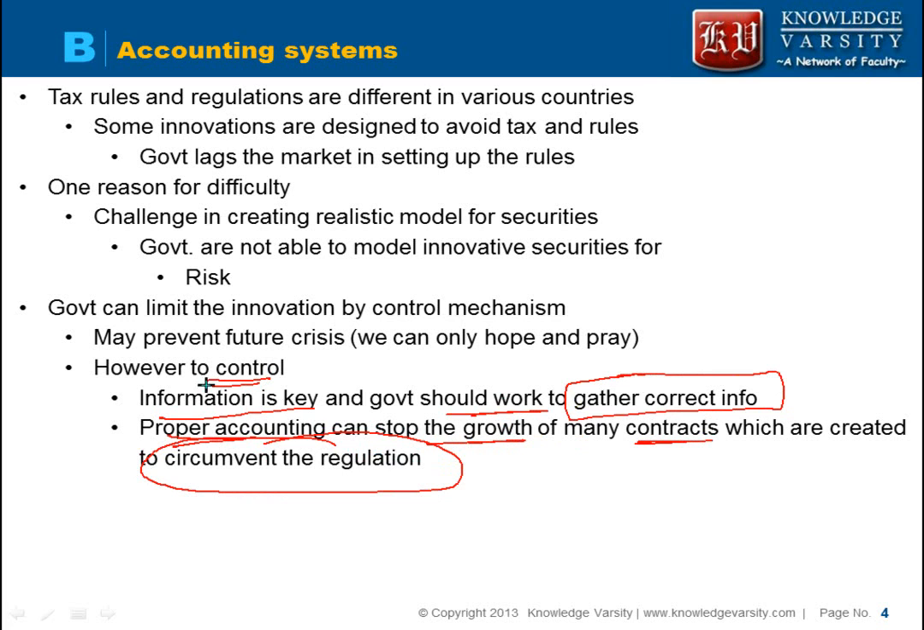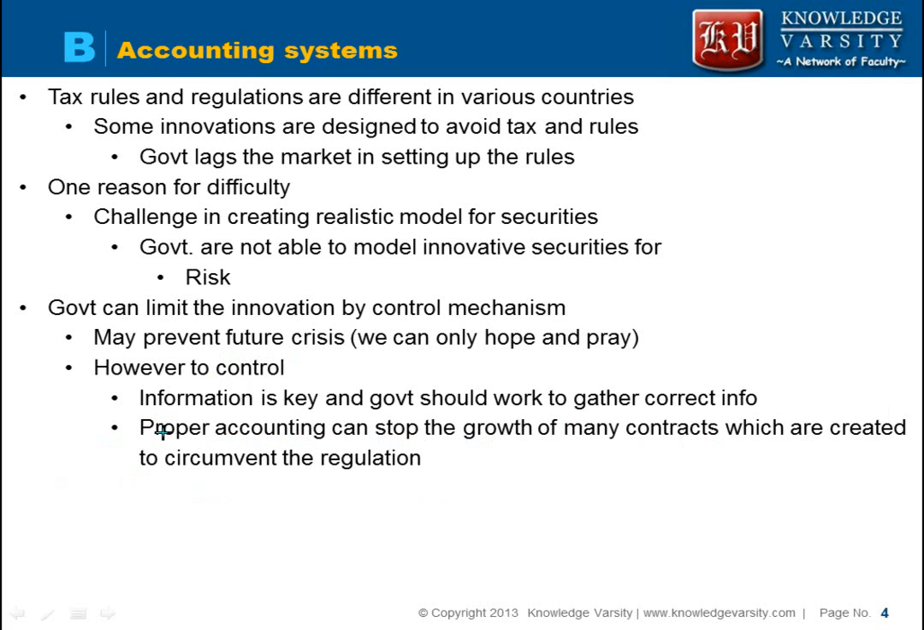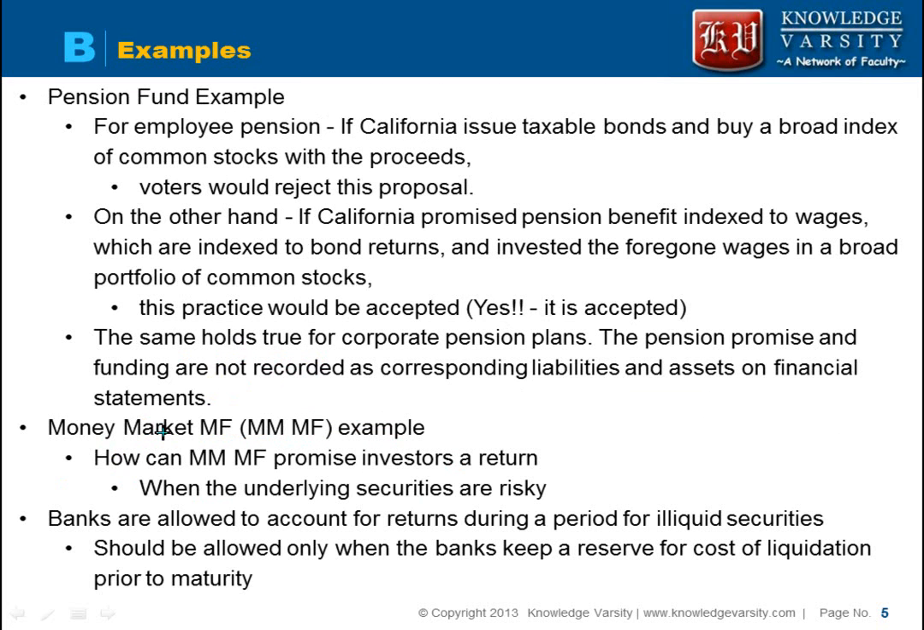Okay, so the idea is the government should control this type of product which is trying to circumvent the regulation. If these are stopped, then things would be good, under control. Okay, right? Some examples you'll see. An example is the pension fund example. This is a very good example.